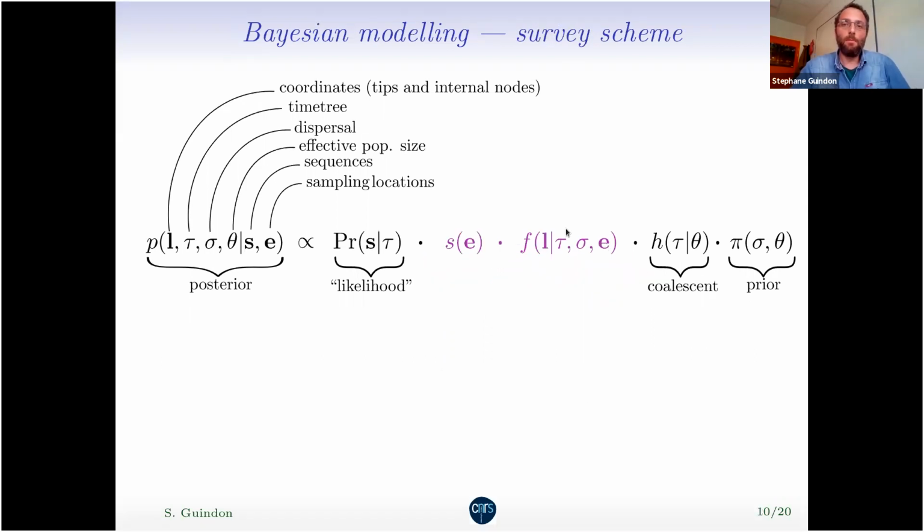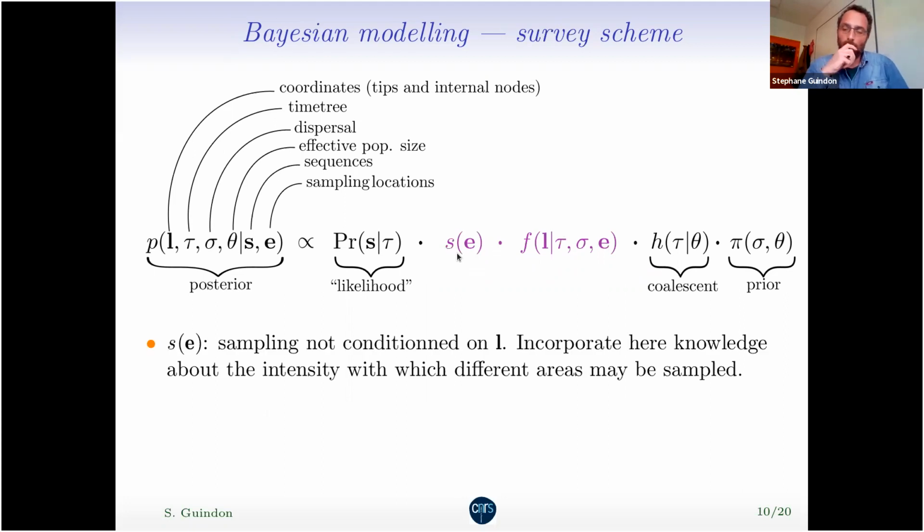Now, for the survey scheme, we flip the conditioning around, right? So here we have this part of the model that describes the distribution of sampling location. And here the sampling is not conditioned on the outcome of the evolutionary process. So here would be a good place, for instance, to incorporate knowledge about the various intensities with which we've sampled different places in our habitat.